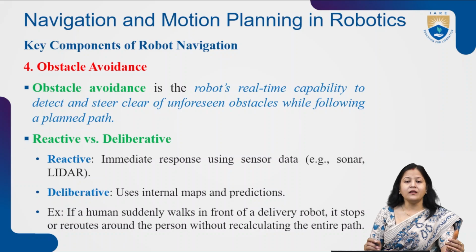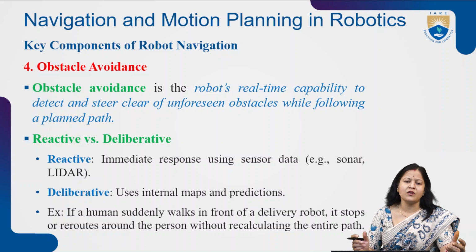One example I have given: if a human suddenly walks in front of a delivery robot, it stops or reroutes around the person without recalculating the entire path. This is one of the examples of reactive, where the robot reacts immediately.